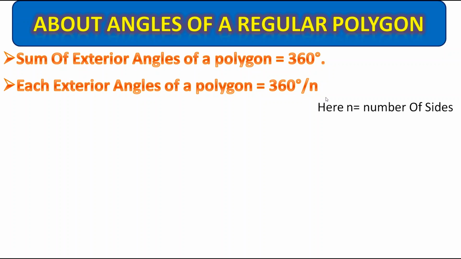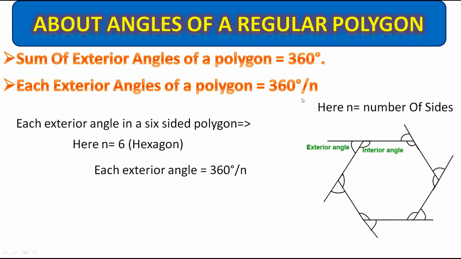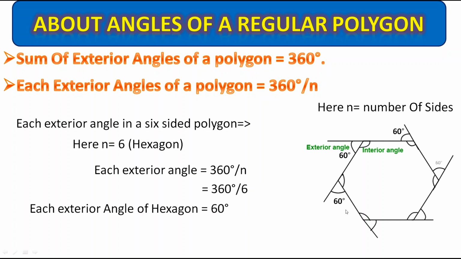Okay. So let's find each exterior angle in a 6-sided polygon. So here this is the polygon hexagon. Let's find out the exterior angle. Okay, so for that we have to use this formula. So 360 divided by n. So here we are going to divide 360 by 6. So we got the answer as 60 degrees. So each exterior angle of hexagon is equal to 60 degrees.